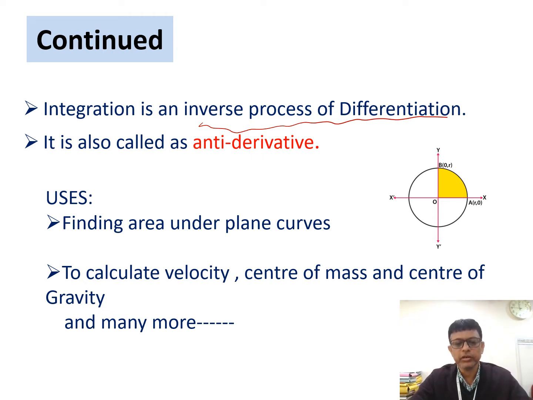We already know the area of the circle in coordinate geometry, that is pi r square. But by using integration we can find the area of a circle, pi r square. Here I have taken one figure, a circle with radius r, and this part is one quadrant. If you take all of it, then you will get pi r square by using integration.